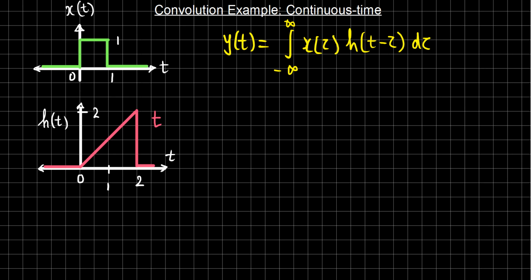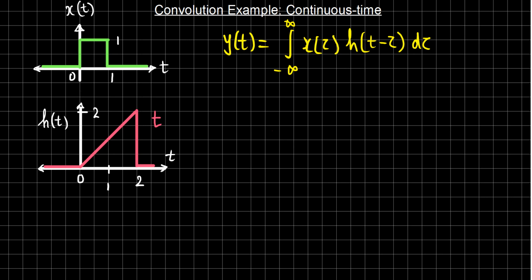Just because this t is fixed, we're calculating the value of y at a fixed value of small t, and hence if we fix this small t, we treat this h as a function of tau. So this t minus tau indicates a flipping and shifting operation. First we need to flip h and then shift by t amount. So let's do that.